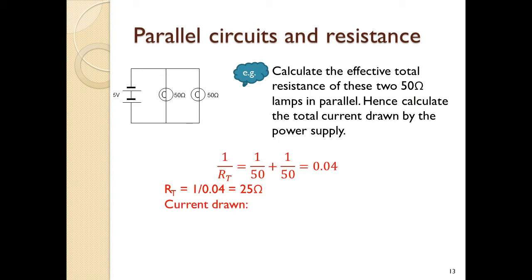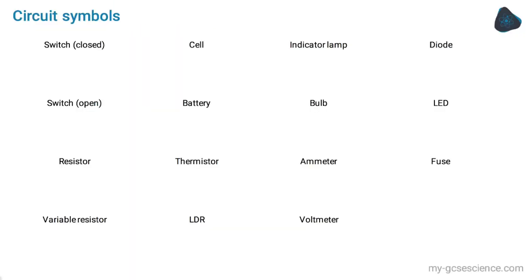Now we can work out the current in the whole circuit because we know the supply voltage and we know the total resistance. 5 over 25 is 0.2 of an amp. When a switch is closed, as shown, it will allow current to flow through it. When the arm of the switch is opened, as we can see here, it will no longer allow current to flow through.